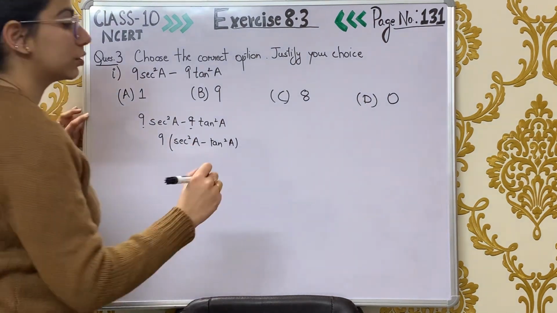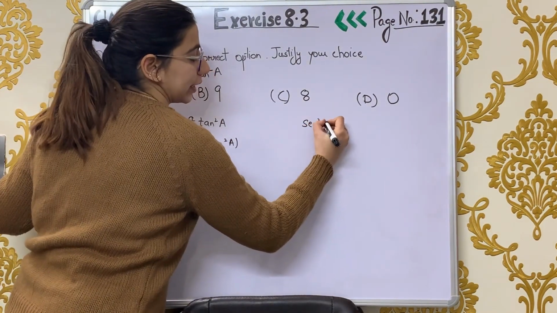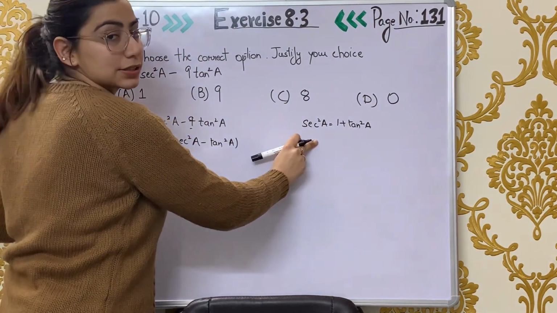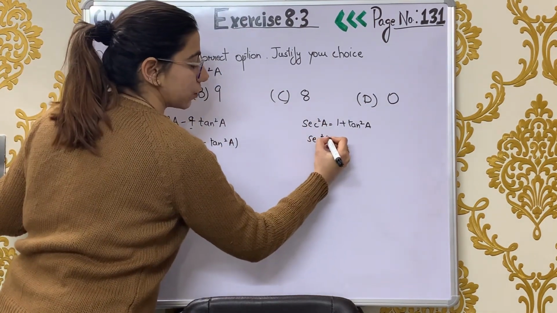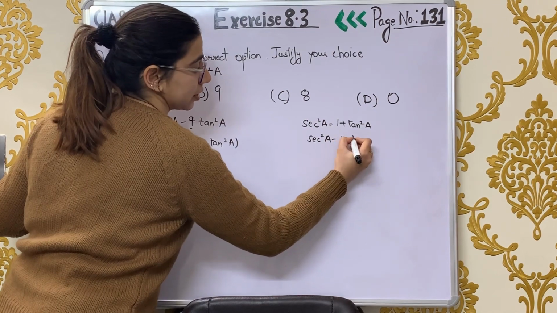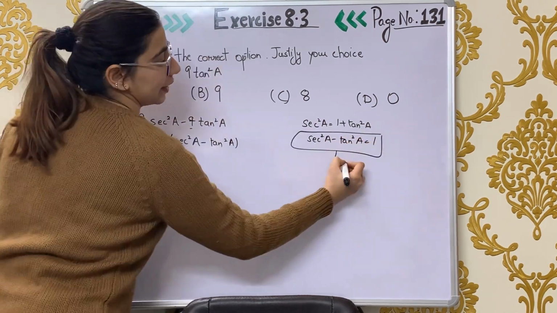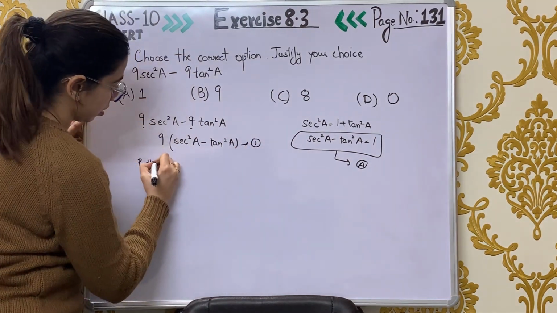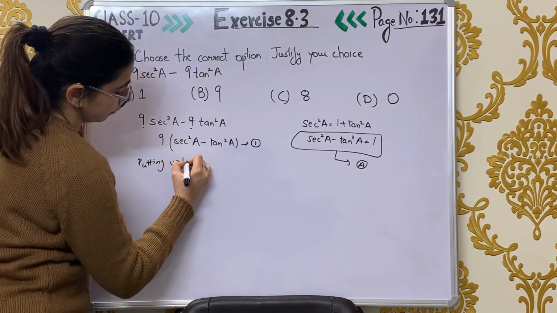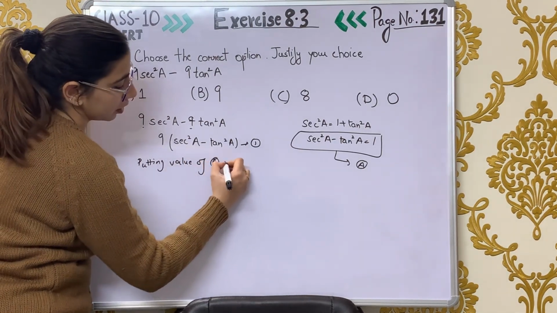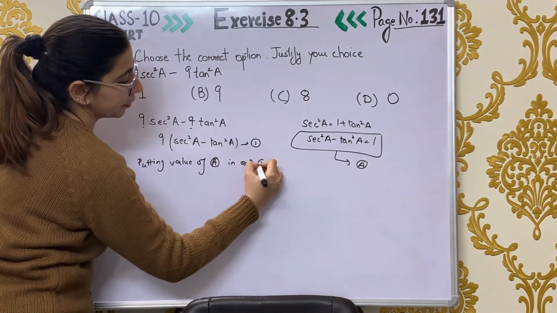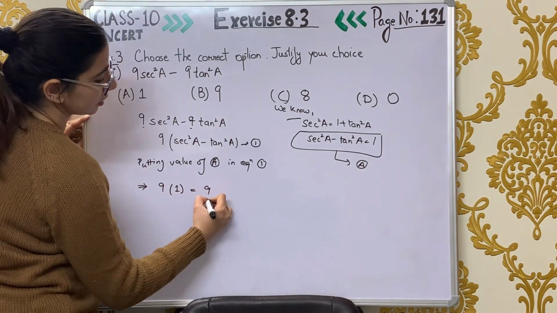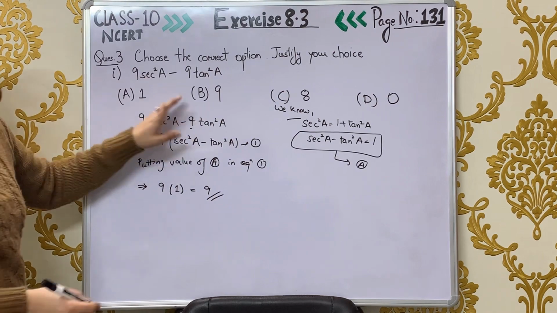We also know the identity that secant square A is equal to 1 plus tan square A. So if I take tan square A to this side, we get secant square A minus tan square A equals 1. Putting this value in equation 1, we get 9 into 1. So the answer is 9. So the correct option is B.